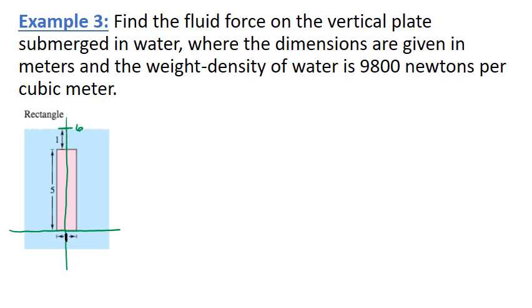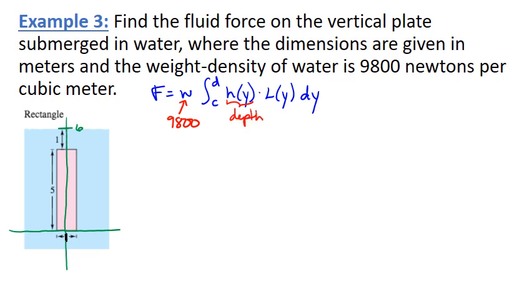So let's write our equation again that we used on the previous slide because it's the same thing, and we need to be able to identify each of these pieces in our integral. In this case, we know what the weight density is because that's given to us. So this is 9,800. Then h of y is the depth, remember. So we need to figure out the depth of this object. The depth varies a little bit, so we need to be cautious that the depth up here is different than the depth down here.